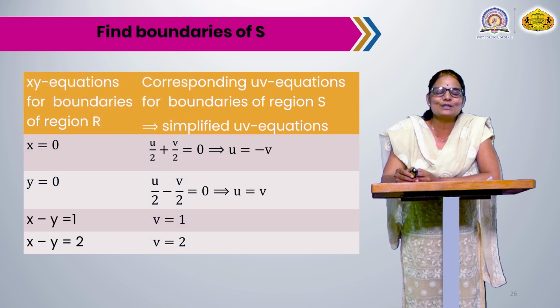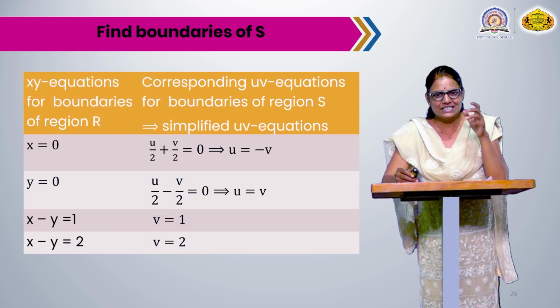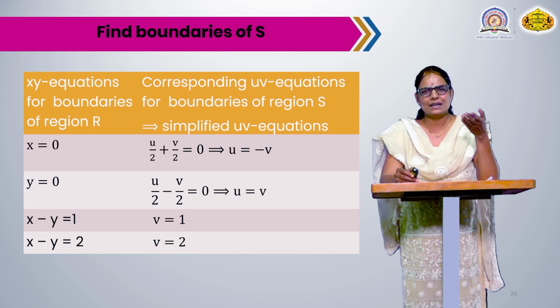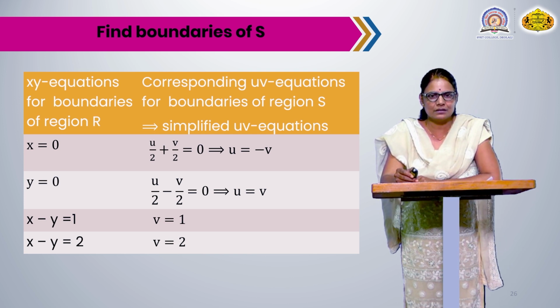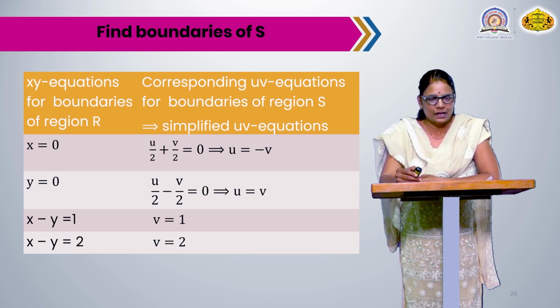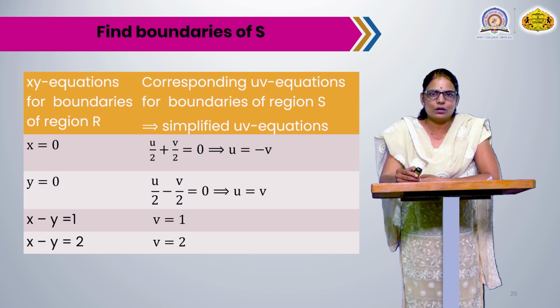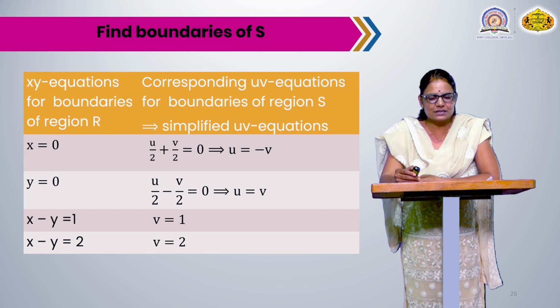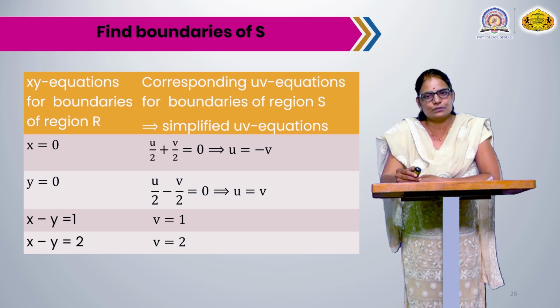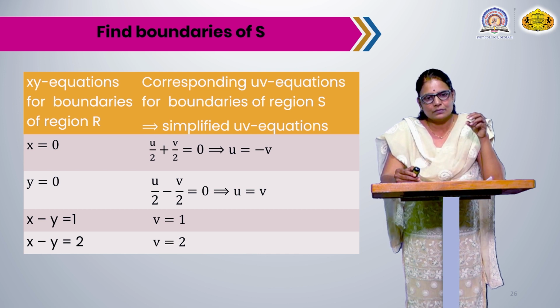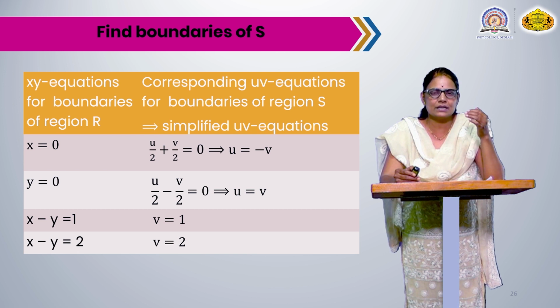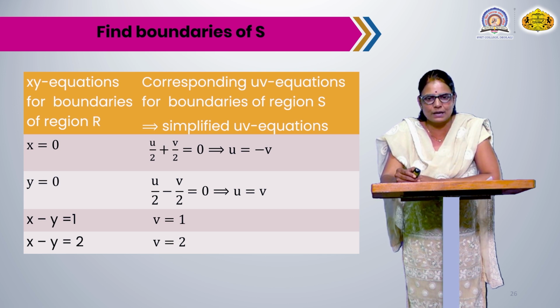Okay, our next step is we want to find the boundaries of the region G. You can denote this region by any other notation. I denote the region here as S. So now first prepare one table, it is easy to see. In the first column we write all the boundaries of the region R, which are x equals 0, y equals 0, x minus y equals 1, and x minus y equals 2. Now replace x and y in terms of u and v. We know that x is u by 2 plus v by 2. So put in the first equation x equals 0, so it becomes u equals minus v.